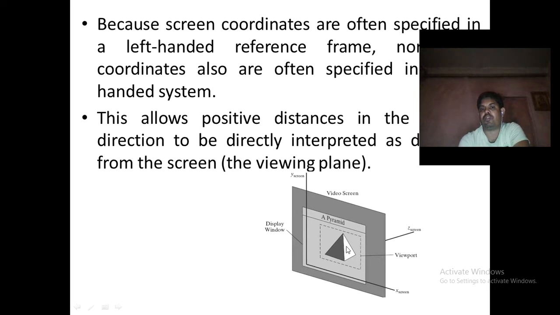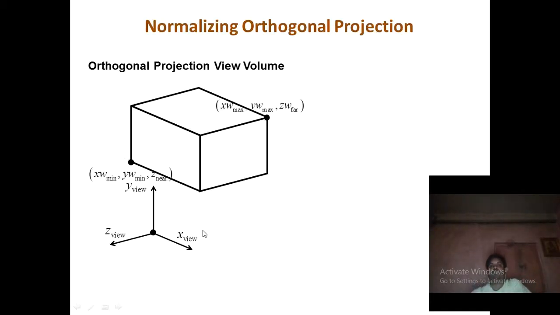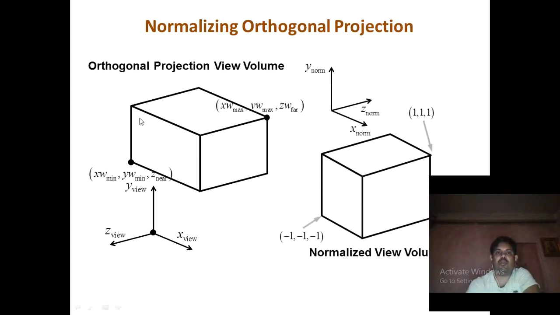Here the object will come this side, then afterwards we will mention the viewport, and in this viewport I will mention the pyramid. Then we have to normalize, right? Normalization, orthogonal projection. For example, this is our view volume. We have defined xw minimum, yw minimum, z near, then xw maximum, yw maximum, z far, defining our view volume in the viewing coordinate system.